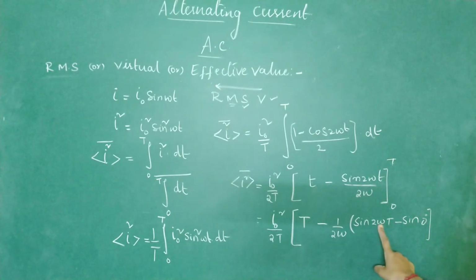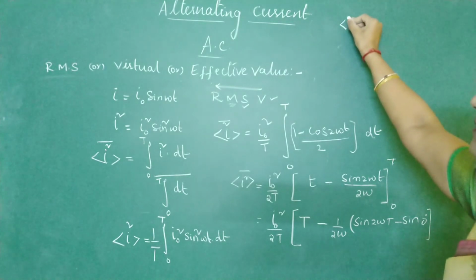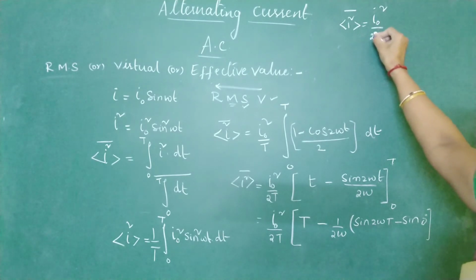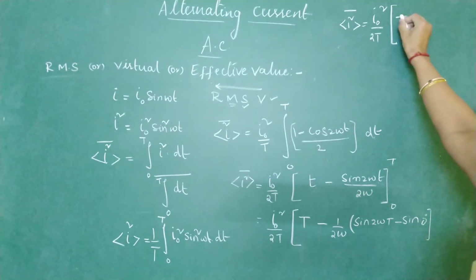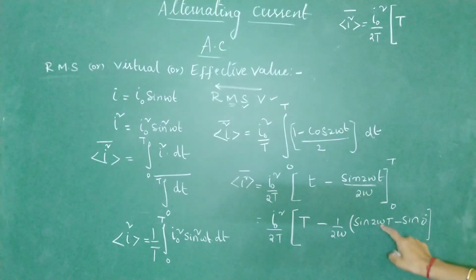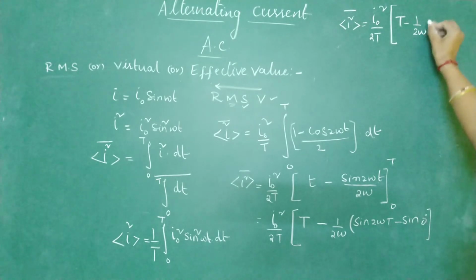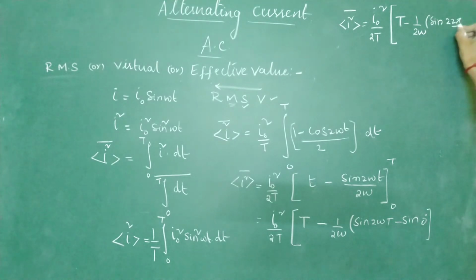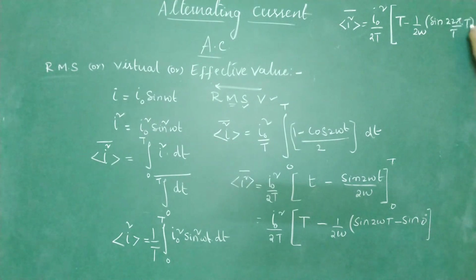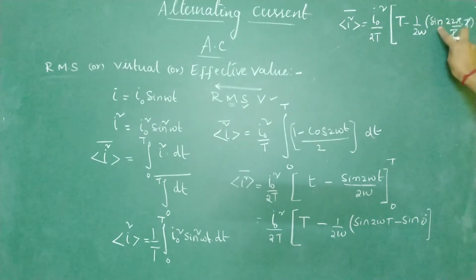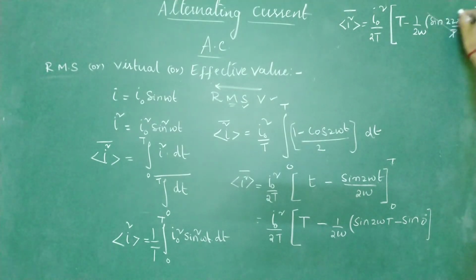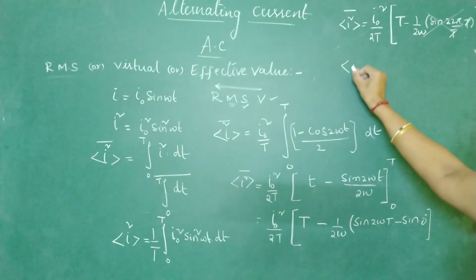Put omega as 2 pi by capital T. Okay, here I write I square average is I naught square by 2T into T. I'll put the value of omega as 2 pi by T into capital T. Sine 0 will anyway become equal to 0. See, T and T get cancelled. Sine 4 pi. Okay, we know the value of sine 4 pi is anyway equal to 0. So even this term will become 0. So what is the average of I square value?